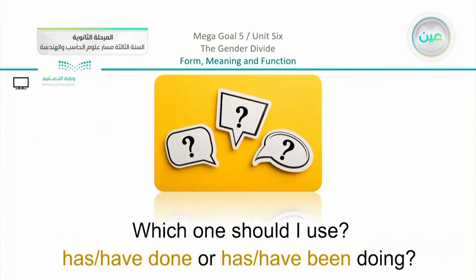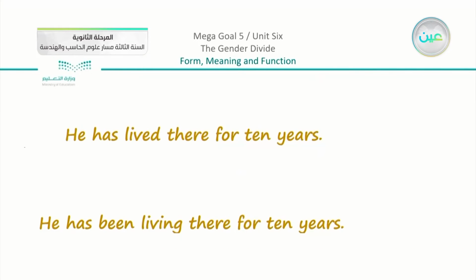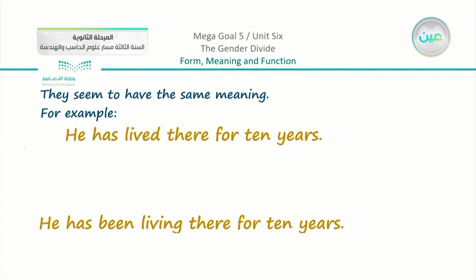Moving on, we can see we have this question. Which one should I use? Should I use "has" or "have done" or "has" and "have been doing"? So we're going to see here. We have these two examples. Now they seem to have the same meaning.